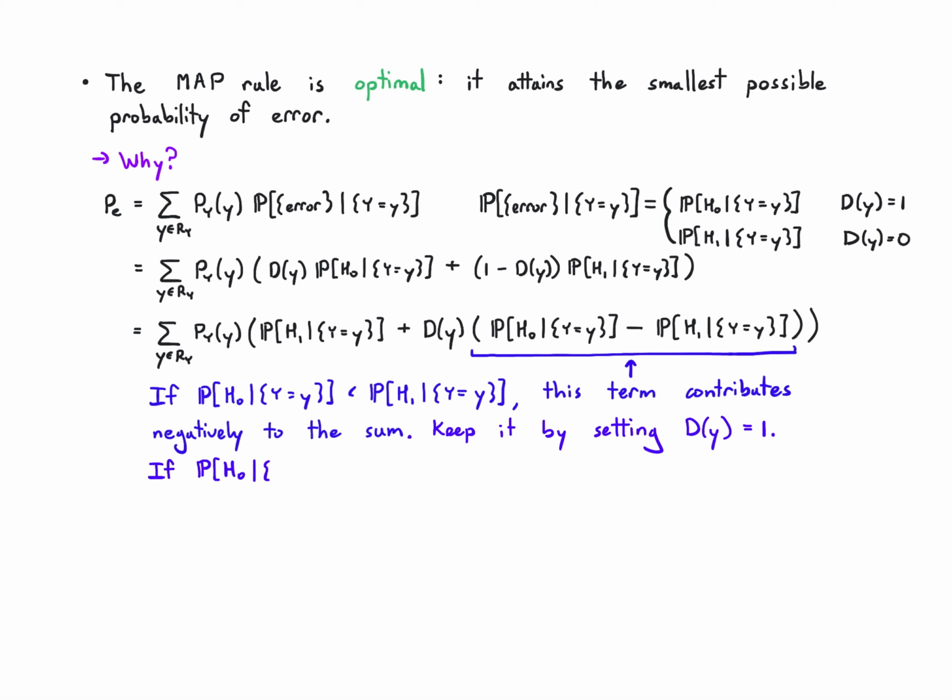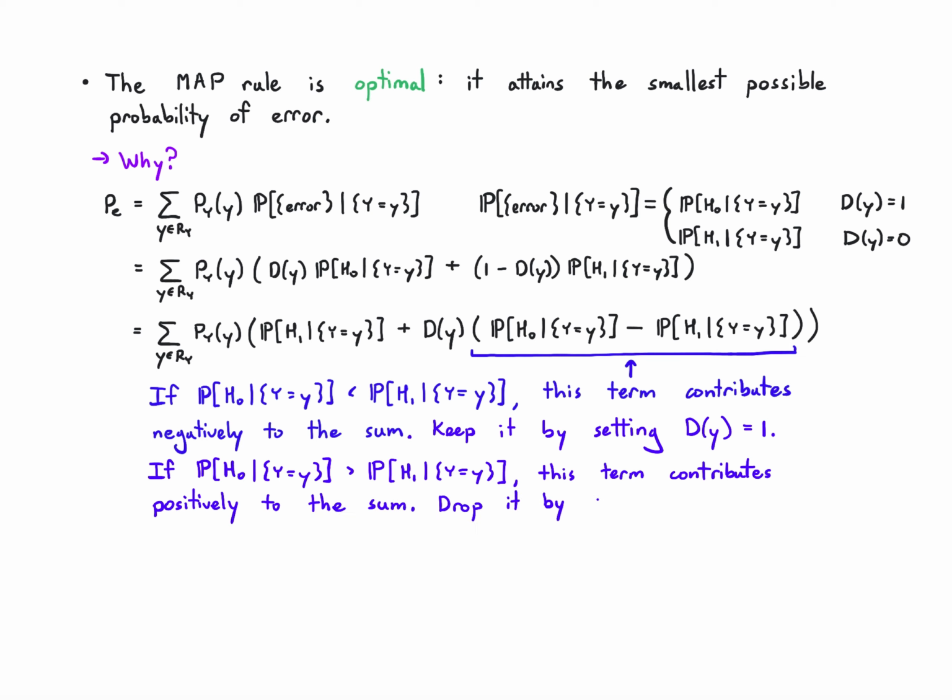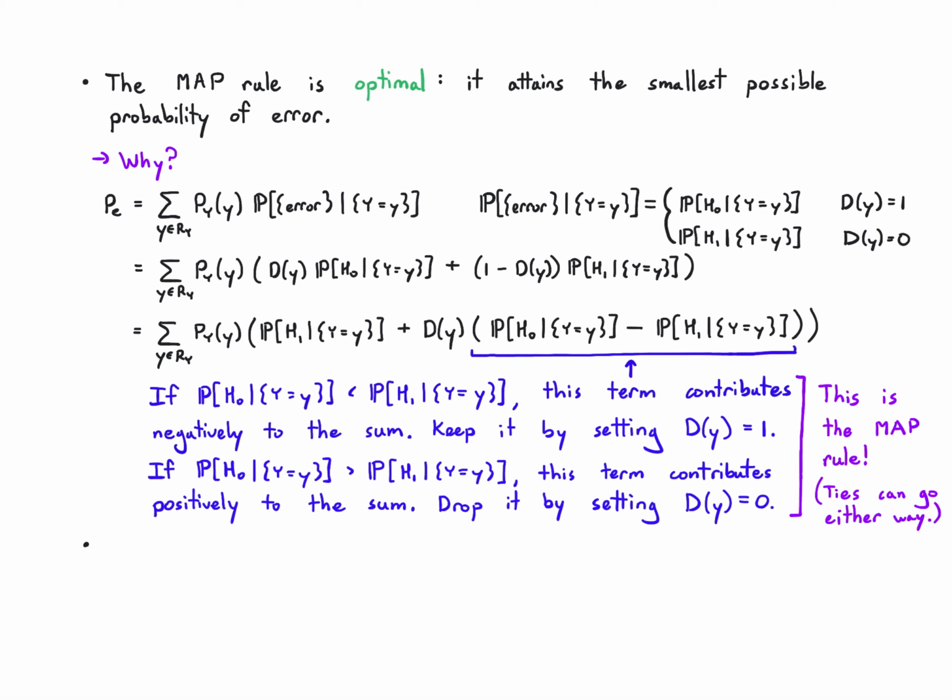If the probability of H0 given y is larger than the probability of H1 given y, then this term is contributing positively to the sum, and I should drop it. And the way I can do that is by setting d(y) equal to 0 in those places. You can notice this is exactly what the MAP rule is doing, and ties don't matter. We're just arbitrarily giving them to 1. Okay, so that's actually the whole argument for why MAP is optimal. If you open the probability of error in a certain way, and you look at the only thing that you can actually control, d(y), then you realize that the only terms you should keep are these negative terms, and that immediately leads you to the MAP rule.